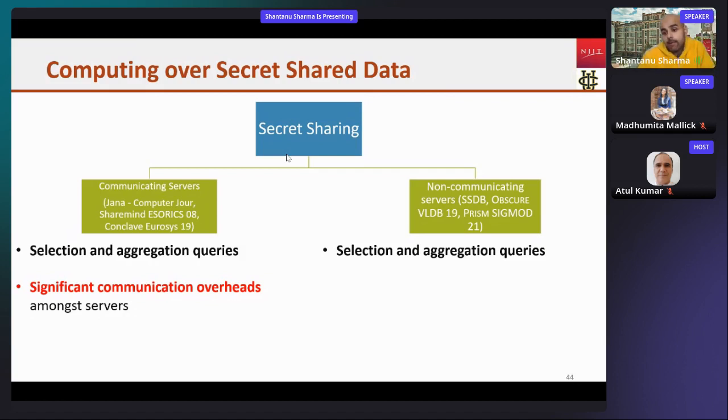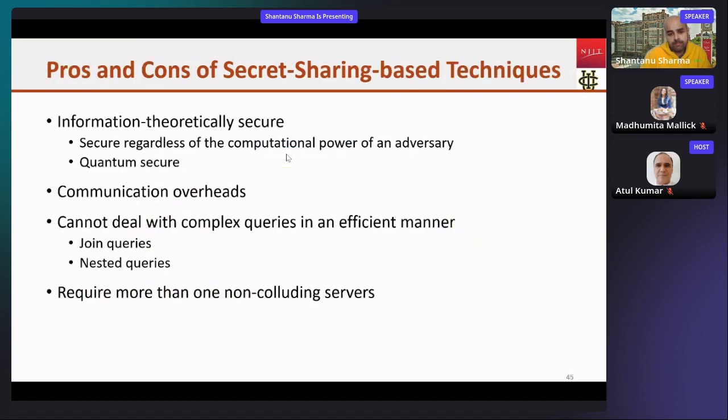Non-communicating servers, since servers are not communicating with each other, are very good and secure, as well as no overhead. However, on this side, there is significant communication overhead, and moreover the communication cost will be linear in terms of the database size. So this is the quick overview of the secret sharing based technique. I am not going over any database processing based system, but in the last slide I mentioned some systems, so you can check those papers, or you can check the detailed tutorial of this in ICD.